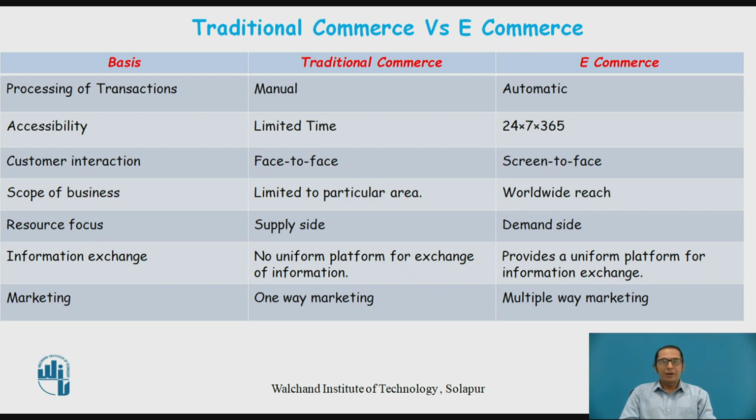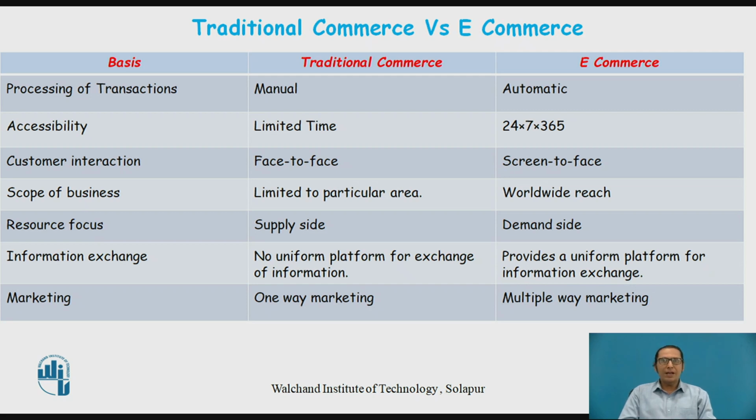I think you are now ready with the answer of the difference between brick and mortar and click and mortar organization. So to summarize, let us have a quick look at the comparison between traditional commerce and e-commerce. As far as the processing of transaction is concerned, in traditional commerce the processing is manual. In e-commerce, some or all of the process is automated.